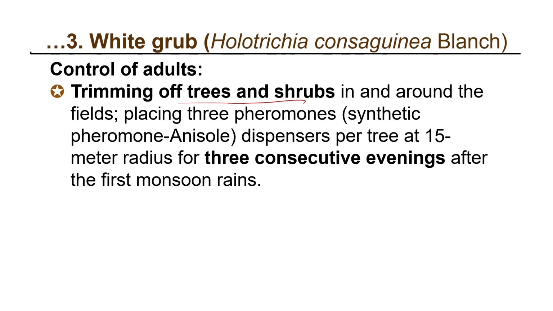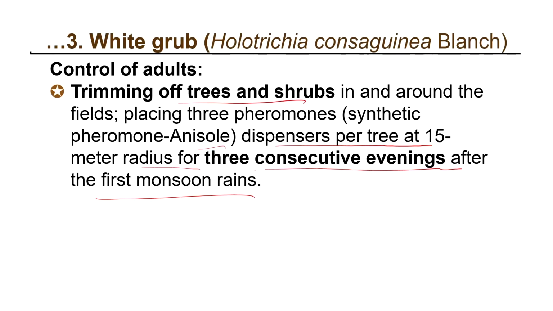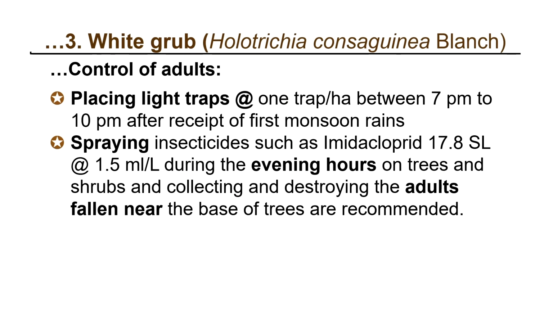So, let us clean those shrubs and bushes, and place 3 pheromone traps, synthetic pheromone anisole dispensers, per tree at 15-meter radius for 3 consecutive evenings after the first monsoon rains. After the first monsoon rain, the pupae can hatch into adults, and at that time such measures can be adopted, like putting the pheromone dispensers. Place light traps at the rate of 1 trap per hectare between 7 p.m. to 10 p.m., because they come out at night after the first monsoon rains.